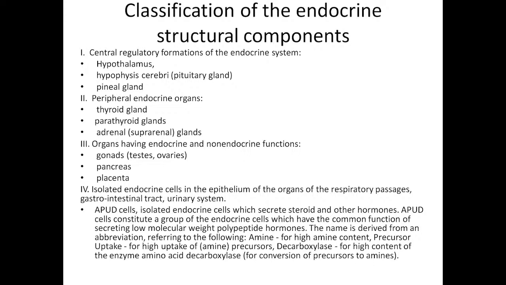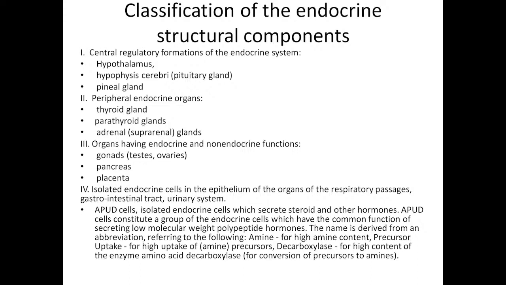Classification of the endocrine structural components. Number 1. Central regulatory formations of the endocrine system: hypothalamus, hypophysis cerebri, another term, pituitary gland, and pineal gland. Number 2. Peripheral endocrine organs: thyroid gland, parathyroid gland, adrenal or suprarenal glands. Number 3. Organs having endocrine and non-endocrine functions: thymus, gonads, testes, ovaries, pancreas, placenta.